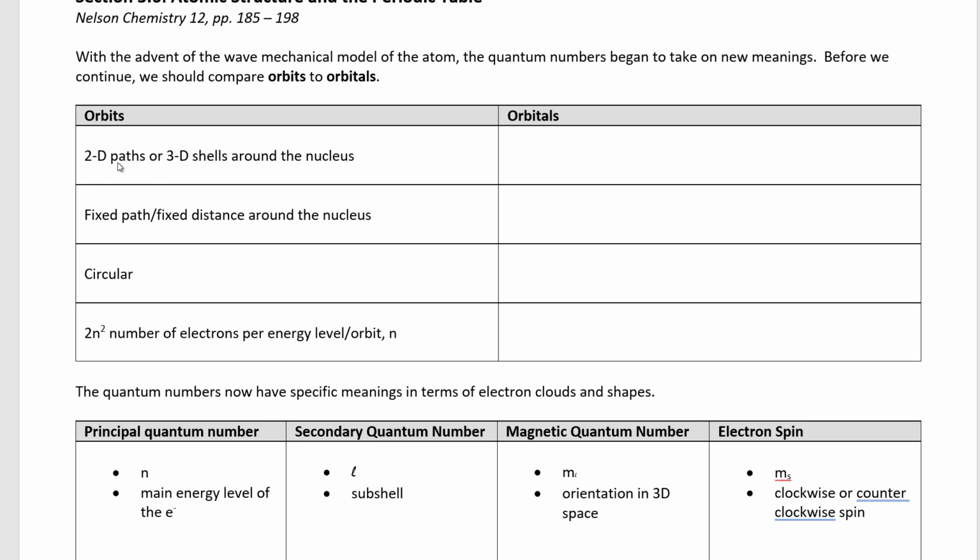So Bohr thought of electrons orbiting in these 2D paths or 3D shells around the nucleus. But orbitals, however, we now know are effectively 3D spaces of electron probability.